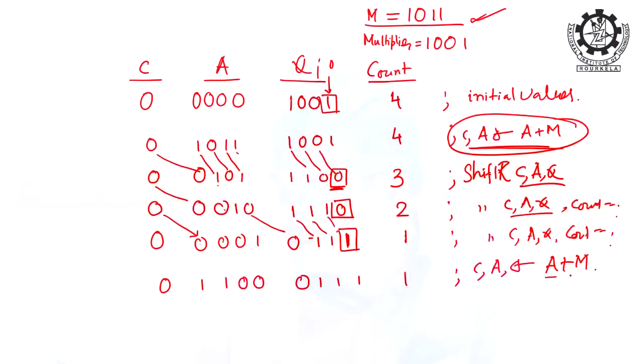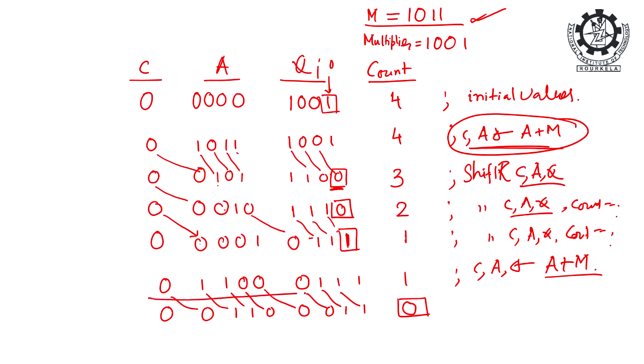Now, what is next step? You have to shift right. So, shift right means this 0 will come here, this 1 will come here, this 1 will come here, this 0 will come here, this 0, this 0, this 1, this 1, this will go out and then value is 0. So, now you have to check count is 0, yeah, count is 0, then result is available in C A.